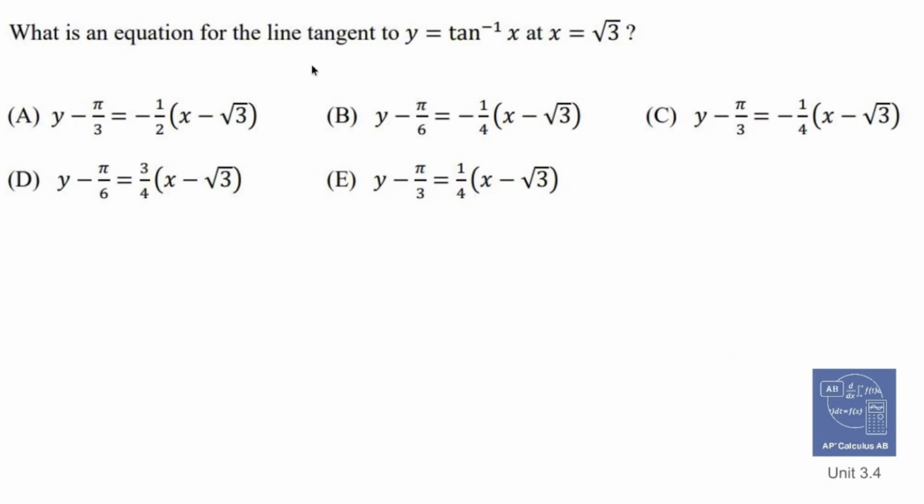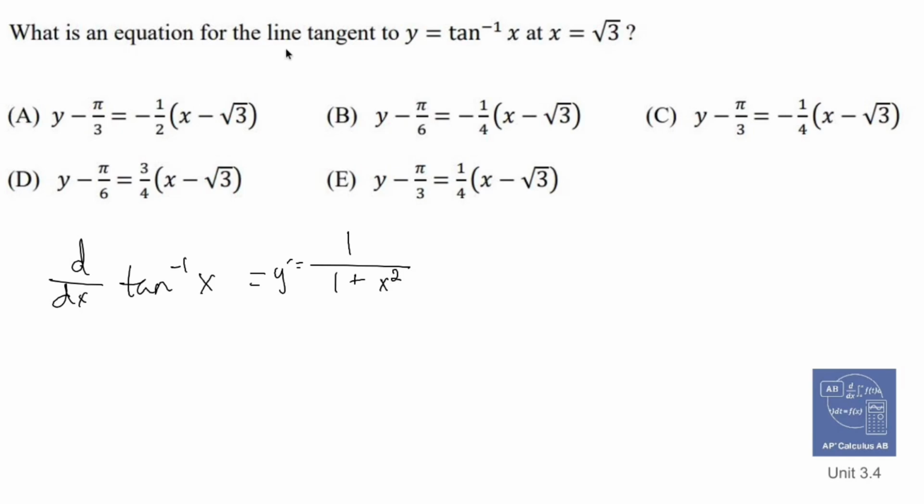What is an equation for the line tangent to y equals the inverse tangent of x at x equals root 3? All right. The derivative of the inverse tangent of x is going to be 1 over 1 plus x squared. So y prime is going to equal that. I care about what happens at root 3.